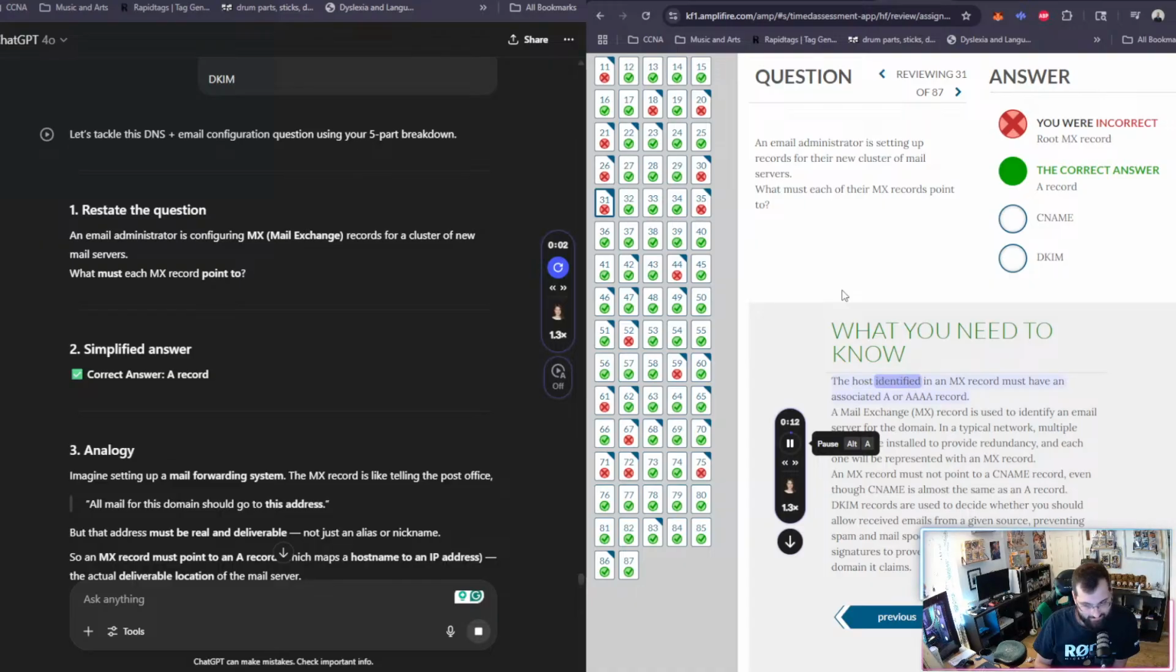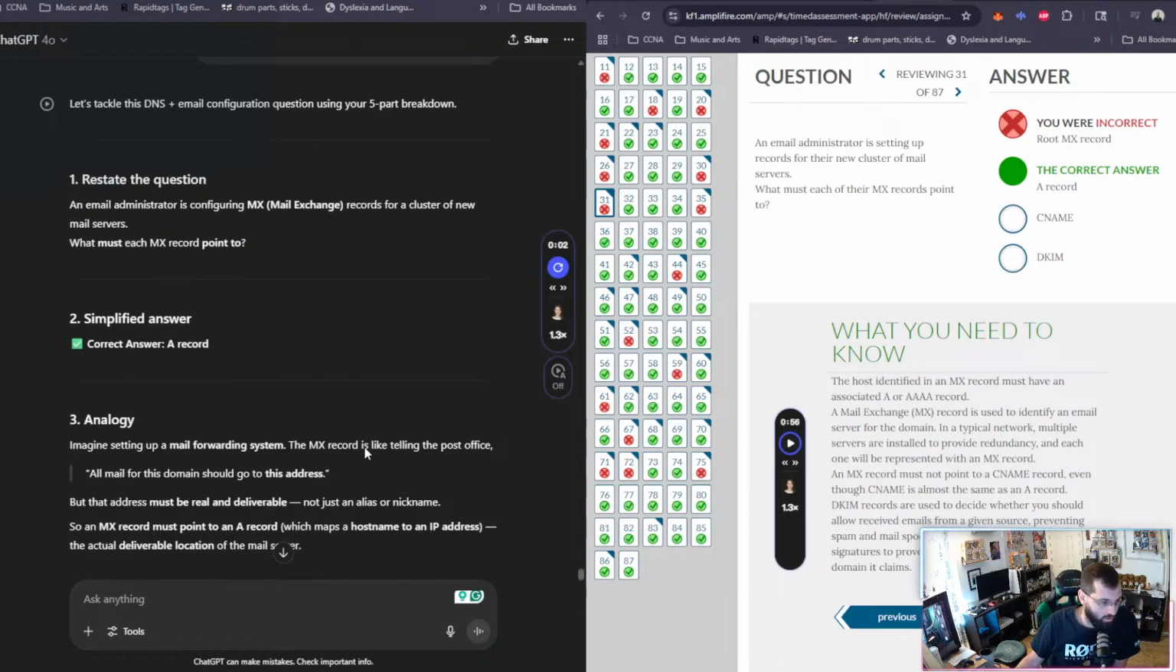The host identified in an MX record must have an associated A or AAAA record. A mail exchange MX record is used to identify an email server for the domain. In a typical network, multiple servers are installed to provide redundancy, and each one will be represented with an MX record. Okay.